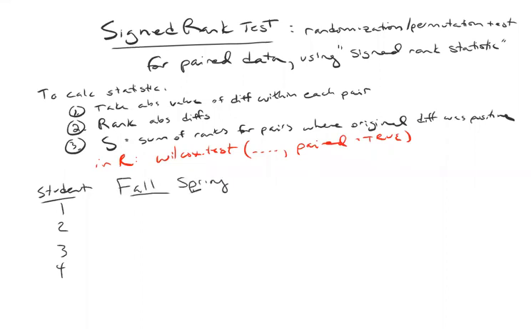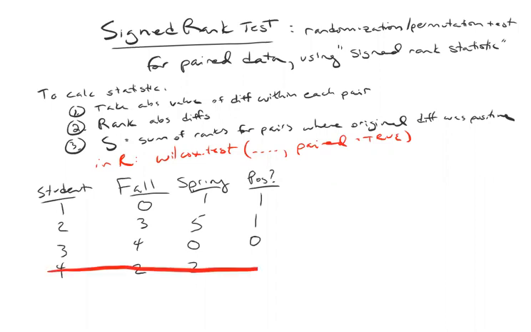Fall, spring. So let's say the numbers are 0, 3, 4, and 2. And then over here, let's say they're 1, 5, 0, and 2. Okay. And I'm going to ask the question, is the difference positive? Well, let's see, 1 minus 0 is positive, so it is. 5 minus 3 is positive, yes. 0 minus 4 is negative, so it's not positive. 2 minus 2 is 0. It was not positive, but what I'm actually going to do is just cross out this entire row.